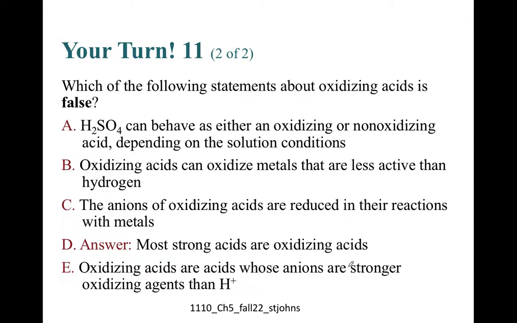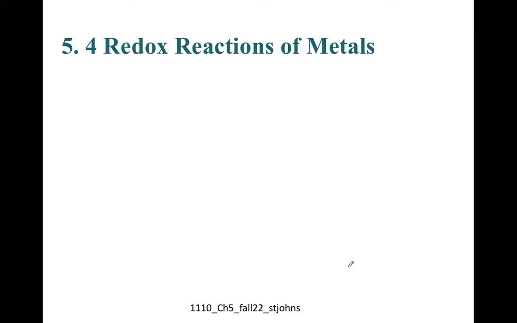Oxidizing acids are acids whose anions are stronger oxidizing agents than hydrogen, and that's true. But actually, most strong acids are not oxidizing acids. It depends on the situation, and we already saw non-oxidizing acid examples: hydrochloric acid, sulfuric acid, phosphoric acid. So that means this statement is not true. That is the false statement.